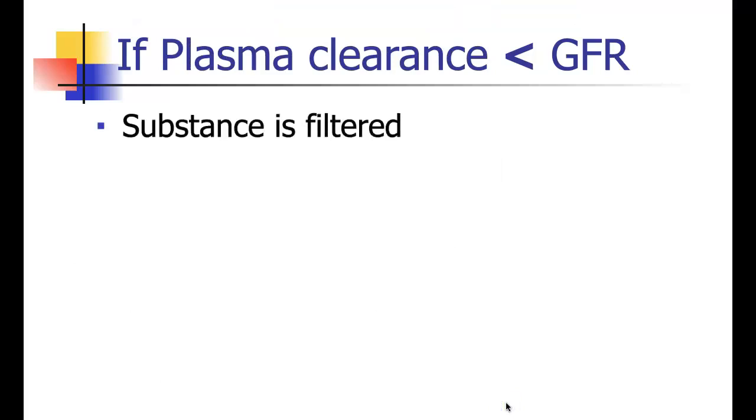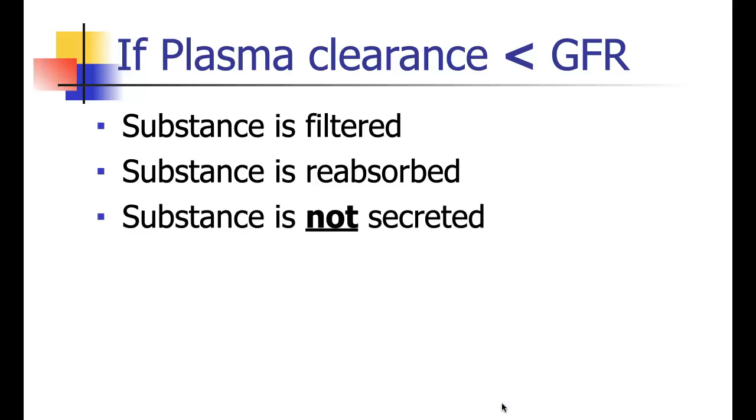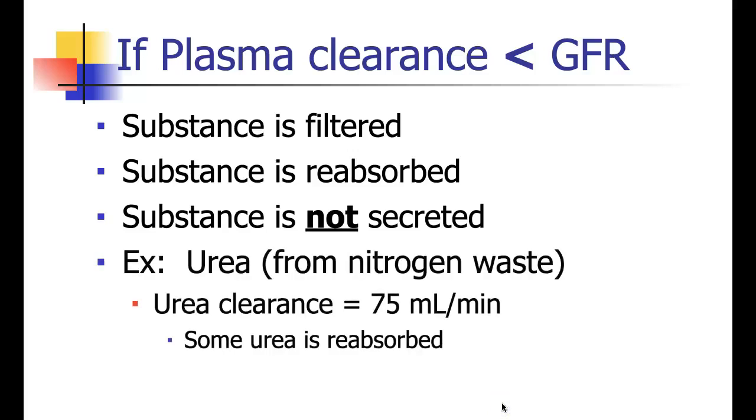If plasma clearance is less than GFR, it means the substance is filtered and the substance is reabsorbed, but it's not secreted. So something like urea from nitrogen waste. Urea clearance is about 75 milliliters per minute. Okay, and so we get some reabsorption of urea. Glucose is also this way. We get glucose clearance of about 0 milliliters per minute. So typically we absorb all of our glucose, right? Unless you're in some kind of diabetic state. That's when we typically see increases in glucose in the urine.